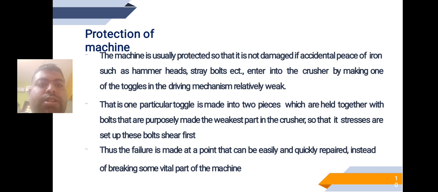Protection of the machine. The machine is usually protected so that it is not damaged if an accidental piece of iron such as hammerheads or stray bolts enters the crusher, by making one of the toggles in the driving mechanism relatively weak. That is, one particular toggle is made in two pieces which are held together with bolts that are purposely made the weakest part in the crusher, so that under stress these bolts shear first. Thus, the failure is made at a point that can be easily and quickly repaired instead of breaking some vital part of the machine.